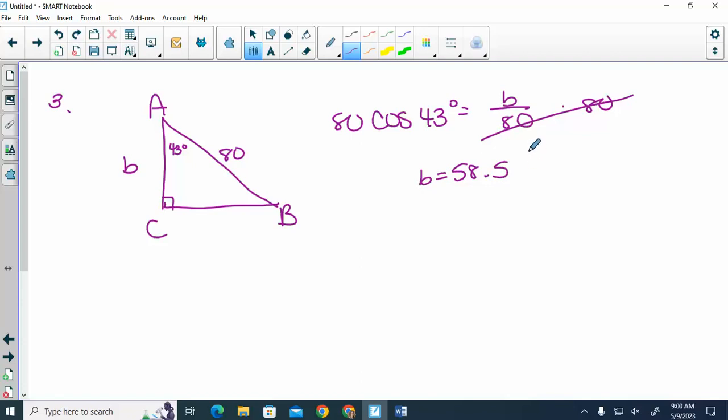But the directions said significant digits. So if you look at the significant digits, 80 is how many significant digits? 1. So that's why I rounded this to 60 here in centimeters for my final answer, only because it said significant digits.